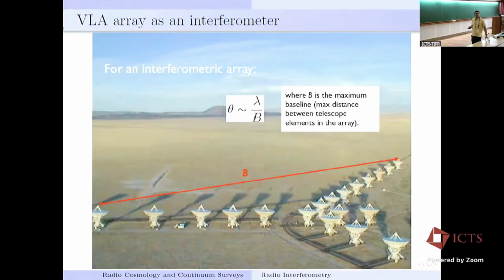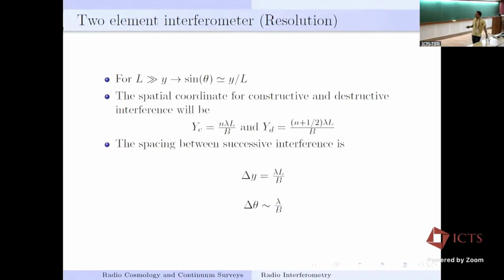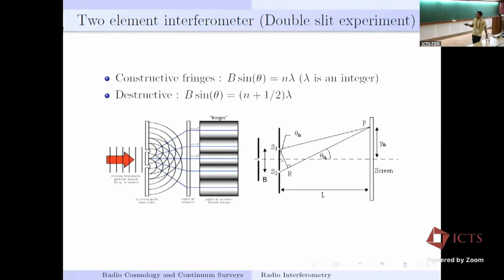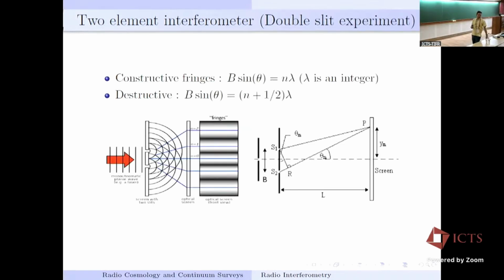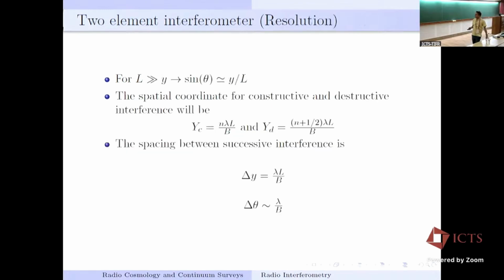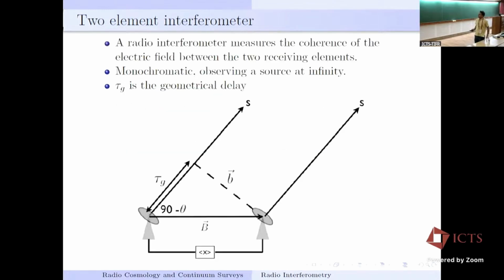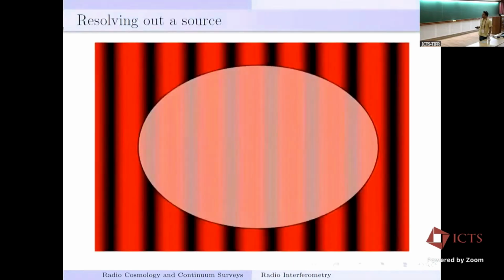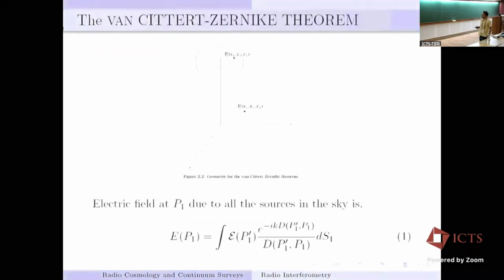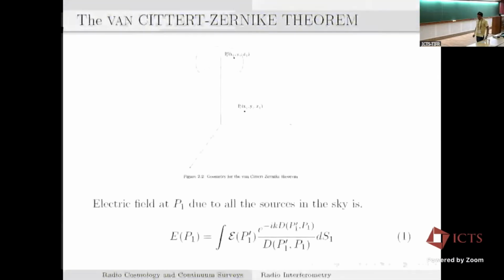So it is equivalent to a double slit experiment, and you can actually work out and show that this delta theta is basically nothing but the width of this pattern. Okay, you can mathematically work it out, and it is basically lambda by b, where this b is the distance between these two slits, right? Okay, so all right, I will skip this part. I will directly go to the Van Cittert-Zernike theorem. Okay. All right.